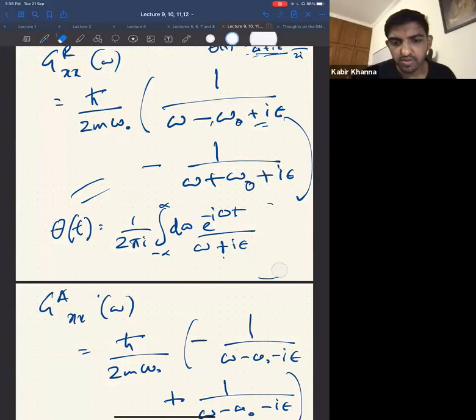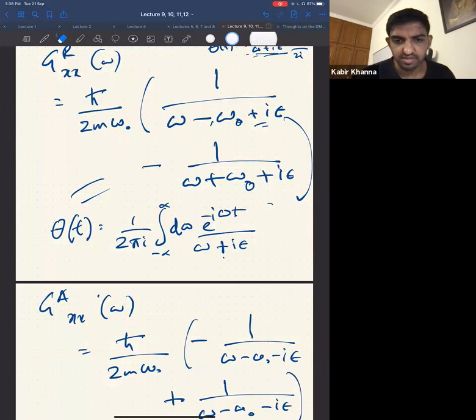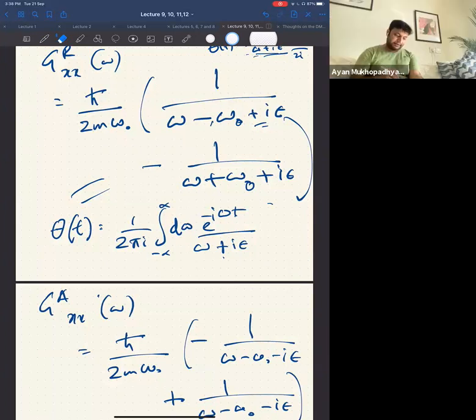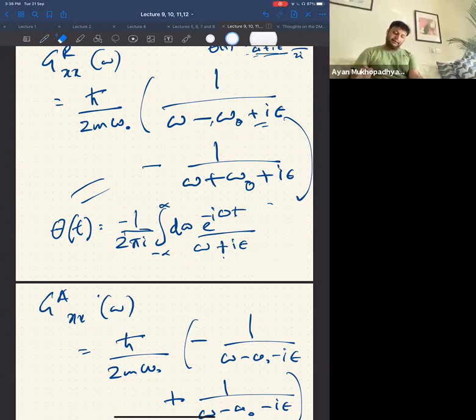Sorry, in my notes it is minus theta of t. In my earlier notes, it's minus theta of t. Okay, let's see. Yeah, probably you're right. It should be minus because I'm closing the contour in the lower half plane. It is clockwise instead of anti-clockwise. That is why we need this minus. You're right. So this is theta of t. Now we need to use the convolution, right?